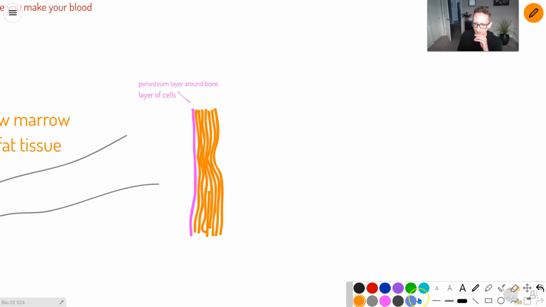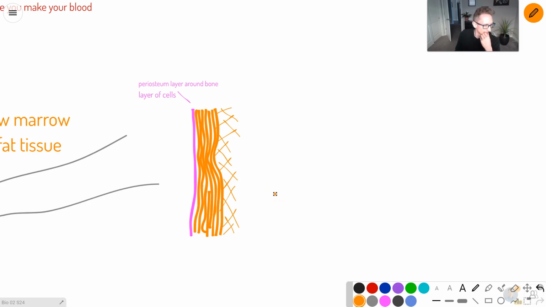All right, and then we've got our spongy bone outside of this. And along the diaphysis, it's not a super lengthy amount of spongy bone. So something like that. Okay?